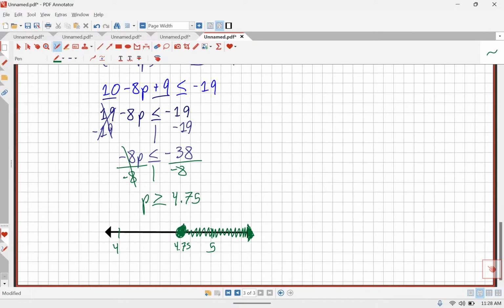Okay, I've got one more of these for you to try before I set you loose on your self-assessment. Got a pencil? 5 minus 4, open parentheses, 2y minus 10, close parentheses, is greater than or equal to negative 18 plus y.